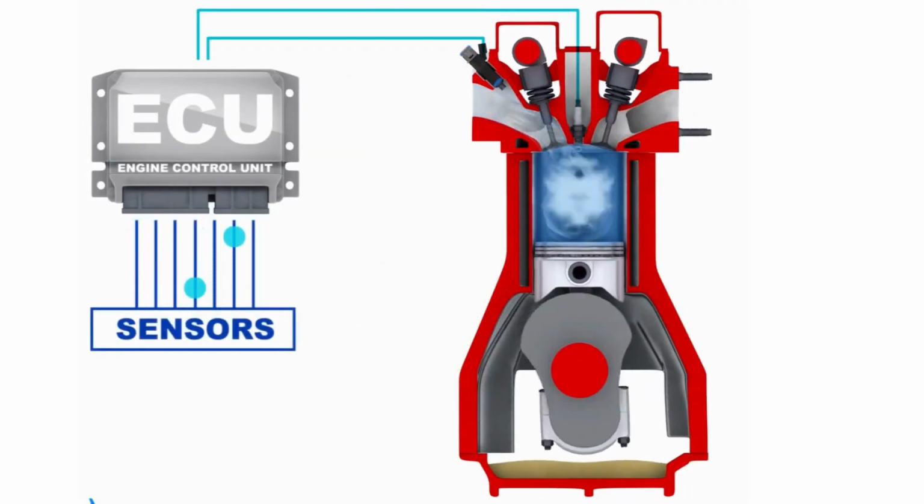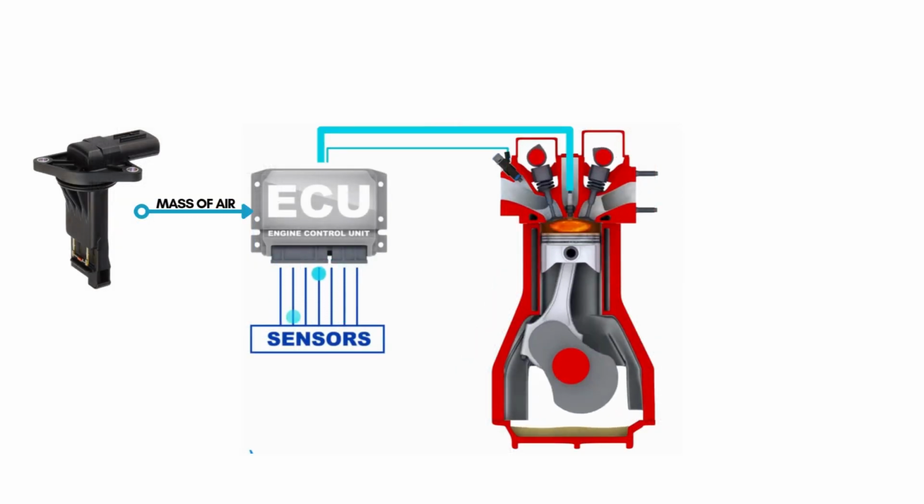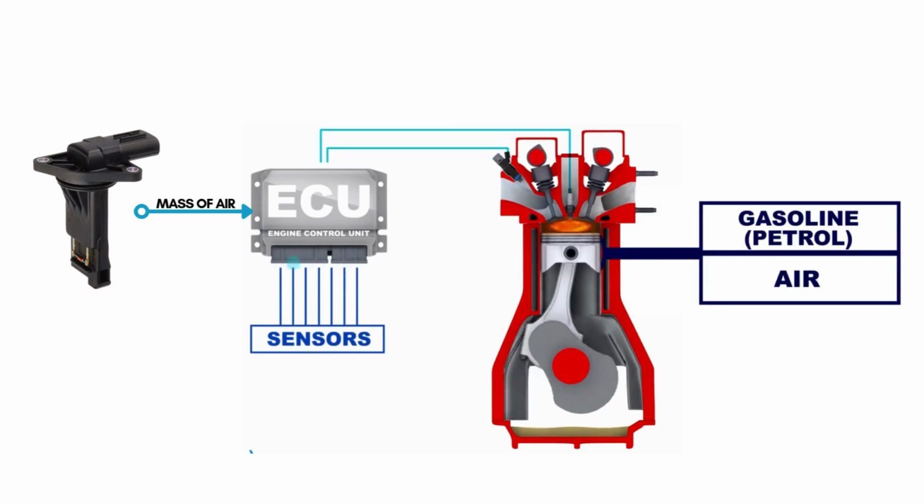Now let's look at why P0102 gets triggered. For your fuel injection system to work properly, the engine control module, or ECM, needs to know exactly how much air is entering the engine. Without that information, it can't calculate the right amount of fuel for efficient combustion.